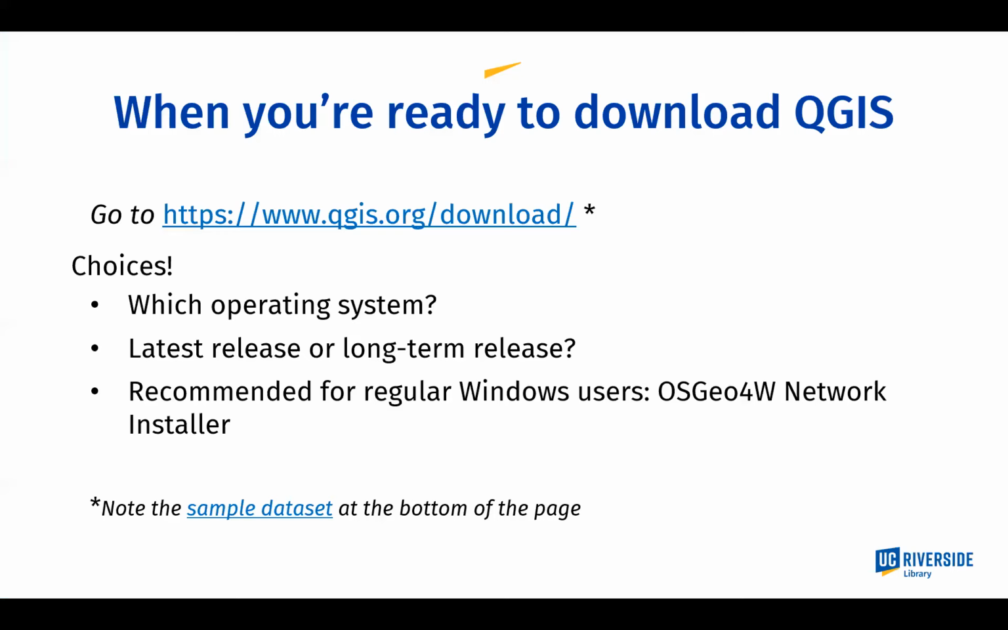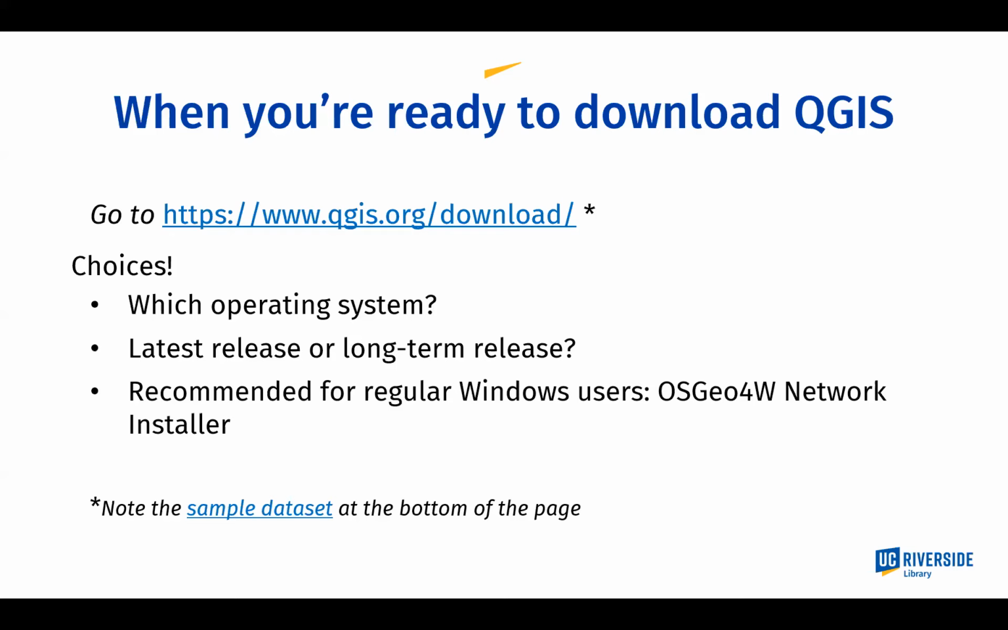So when you're ready to download QGIS, I've given the link for where you go to do that, and it's just a web page on the QGIS website. I put an asterisk there after the link because if you scroll down to the bottom of that page, you'll see that the sample data set that we are going to use today is available to you at the bottom of that page. So very easy, and you could pick it up and do many other things with it, but I've chosen to use it for this workshop. So that's one thing you can do.